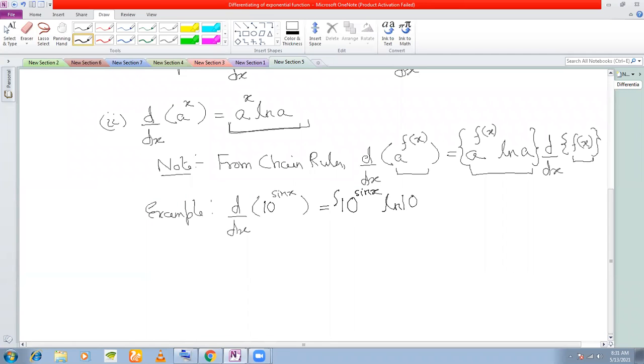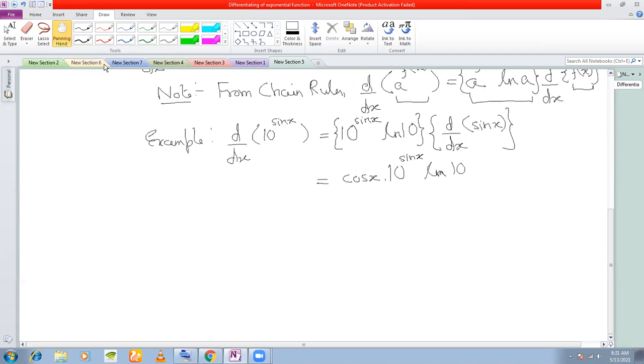Right? And then what will you do? You will differentiate the exponent, which is sine x. Now just check. d/dx of sine x is cos x. So you're simply getting cos x into 10 to the power of sine x ln 10. So I hope this is okay. I can proceed with a few sums now. Differentiate the following.